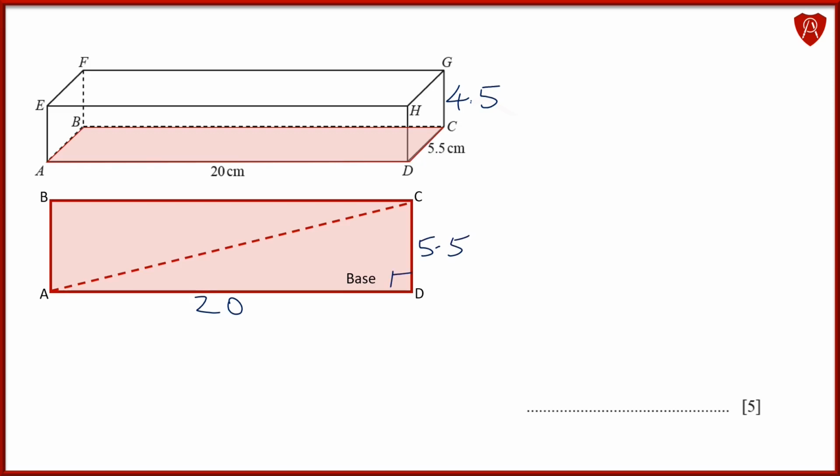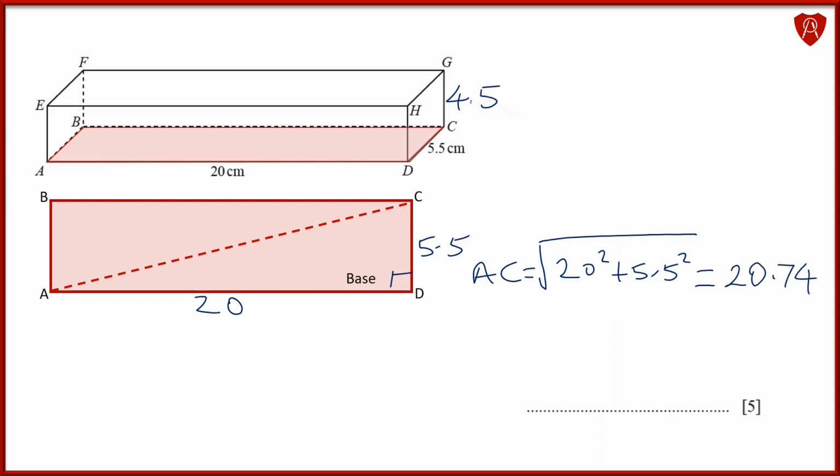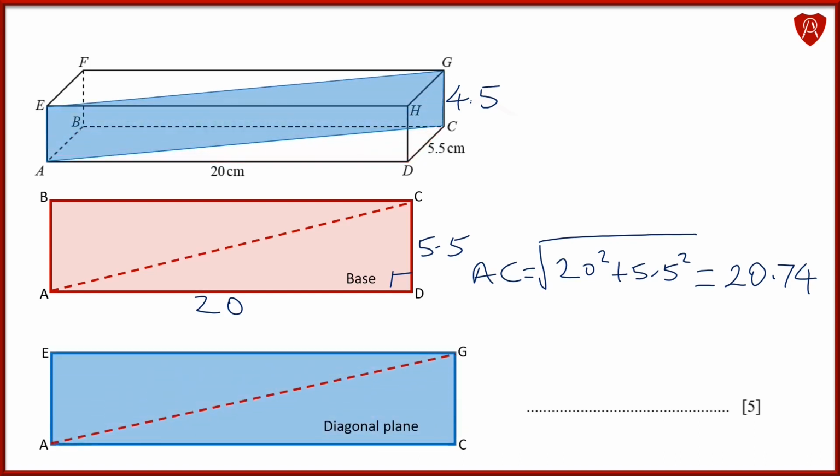And knowing that this angle is a right angle, we use Pythagoras theorem to find that AC is equal to the square root of 20 squared plus 5.5 squared. We get 20.74. Then we pull out that plane that cuts the cuboid diagonally.